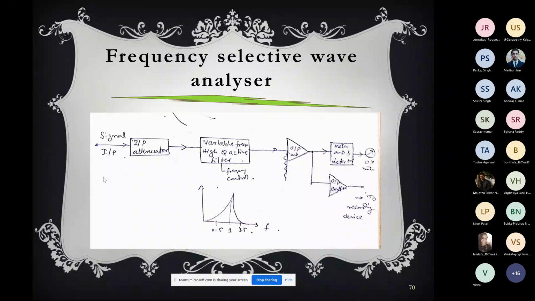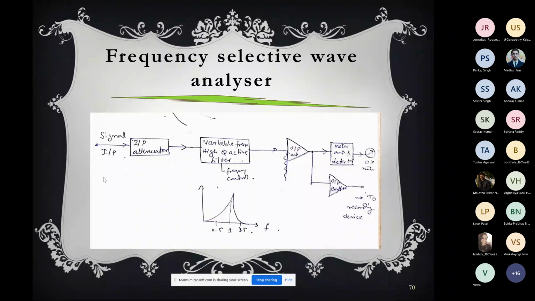Then it goes to the output amplifier, and from the output amplifier it goes to the meters and detectors, and you see the output on the meters. Also it sometimes goes to a recording device so that you can record it. And ultimately what you will see is the display of different frequency versus amplitude, or in the record, it can record the frequency versus amplitude.